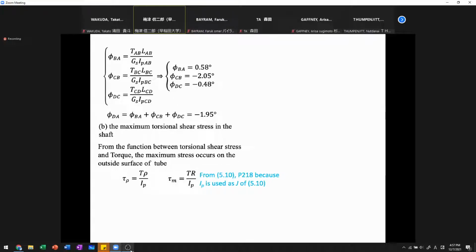so the problem is the angle of rotation of a section at D with respect to a section at A. So the total angle from A to D should be calculated, so we add them. Then phi DA should be calculated, and you can get this value, minus 1.95 degrees.